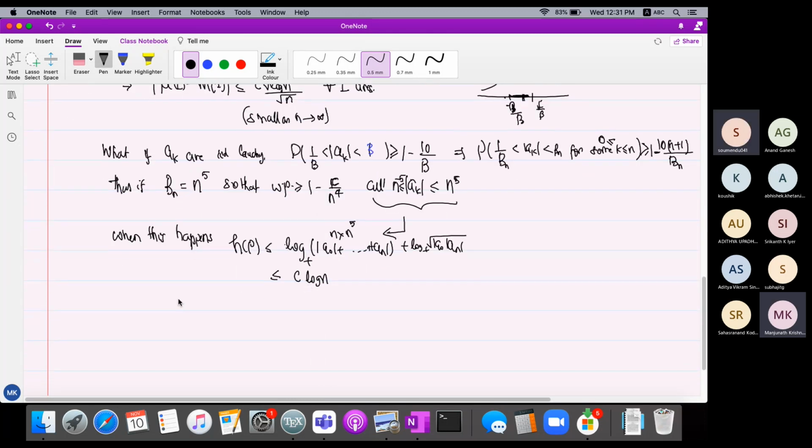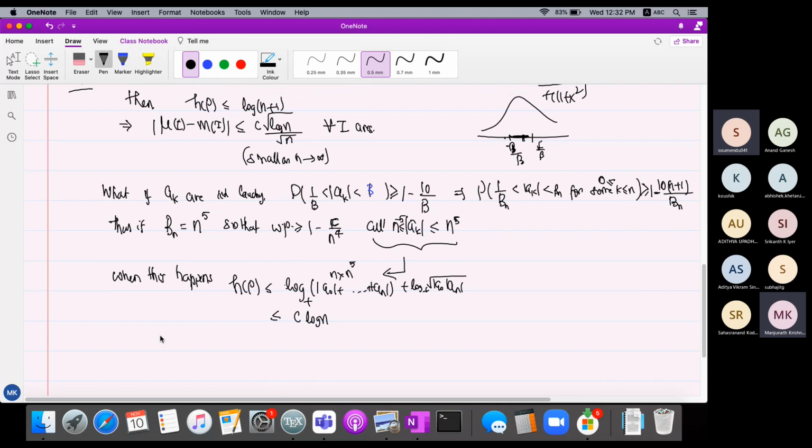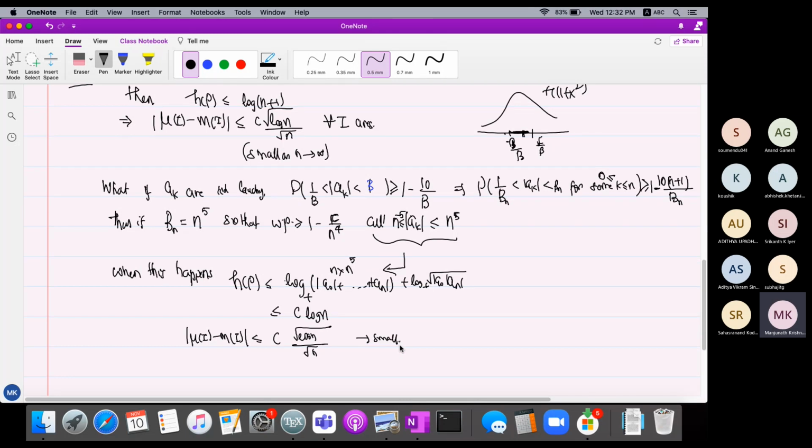So the only problematic case is when one coefficient is exponential in n. Right, that is exactly the point. So just let me conclude. Yeah, it's what Somendu said. That is where things can go wrong. So we still get mu of I minus m of I bounded by some constant times square root log n by square root n. So still small. So what does it take to really violate this?